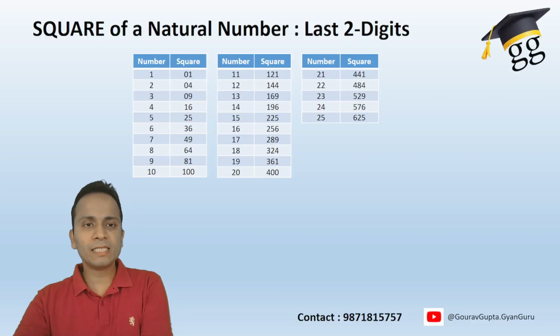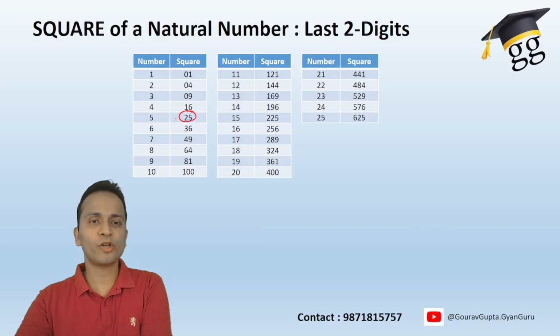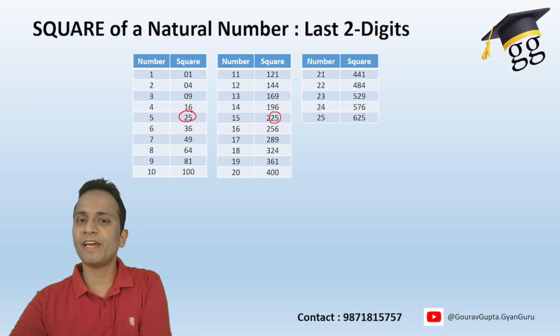Other than these three, the square of 5 which ends with 25, the square of 15 which also ends with 25, the square of 25 which also ends with 25, right?